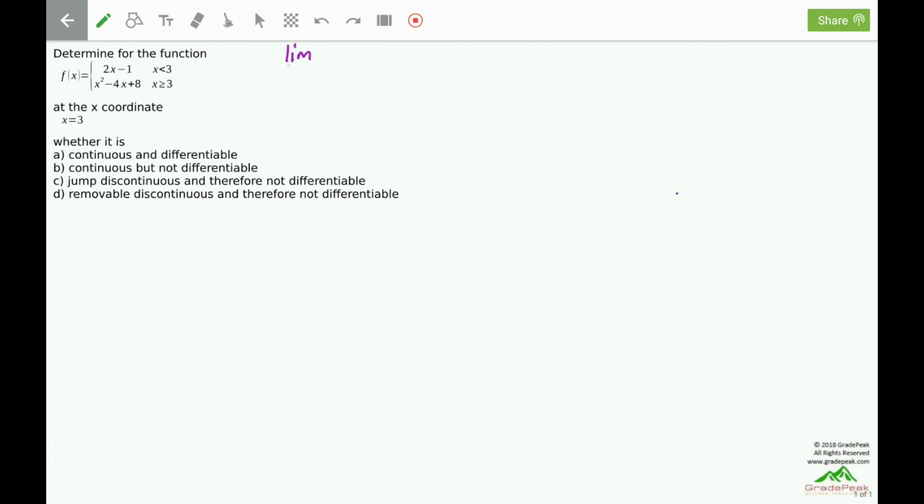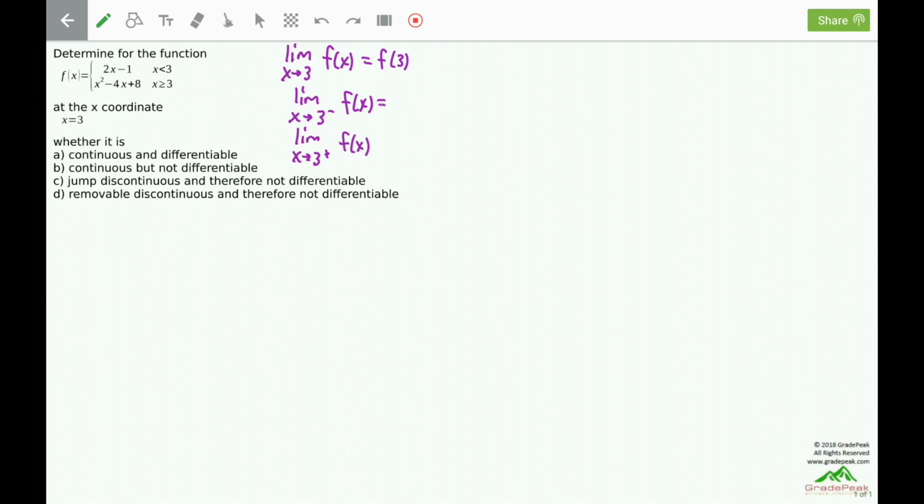For continuity, we're going to be determining if the two-sided limit as x approaches 3 of f of x matches f of 3. Since we have a split expression function, and it is splitting right at an x-coordinate of 3, we will need to evaluate the two-sided limit from each of the sides separately. So we will work out the left side limit as x approaches 3 of f of x, as well as the right side limit as x approaches 3 of f of x.